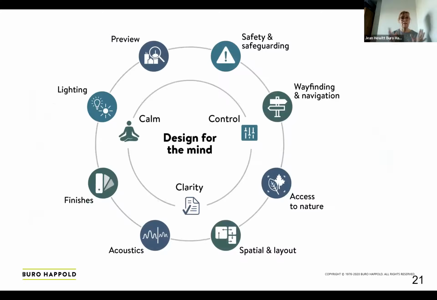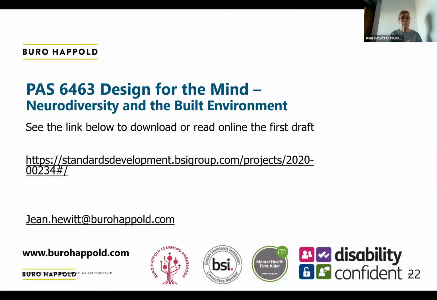So just an infographic there that we've developed for the BSI at Buro Happold, showing all the different elements around the edges, and then in the middle, those three umbrella terms, really: the calm, the control and the clarity, which we would like to see going forward. So that's what it is. It's called PAS 6463, Design for the Mind: Neurodiversity in the Built Environment.